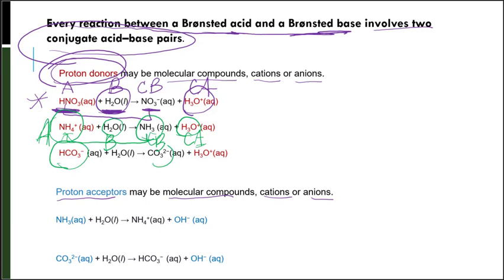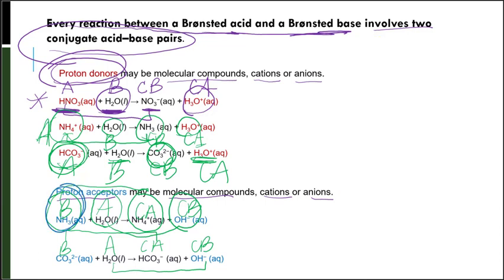HCO3 minus and CO3 2 minus, the difference is one hydrogen missing. This would be my acid, this would be the conjugate base. H2O and H3O+, this would be the acid, and it's on the right, so the conjugate acid, this would be the base. Take a minute and see if you can label the last two.